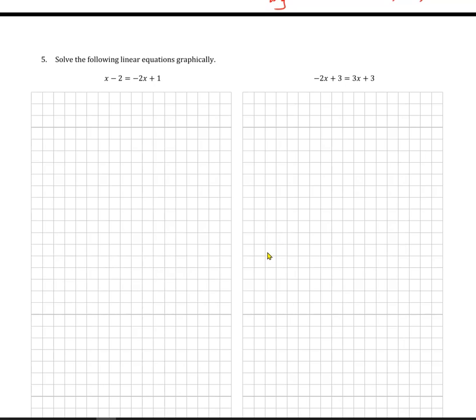Okay, so solve the following linear equations graphically. So what we need to do is split these up into 2 equations. The 2 equations are going to be y equals x minus 2, and the other one is y equals minus 2x plus 1. So I'm just going to draw a table for both: x, y, x and y. Now remember the cheat, I just said choose the first one to be 0.